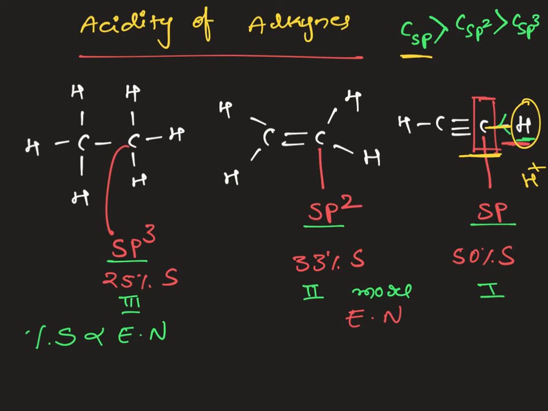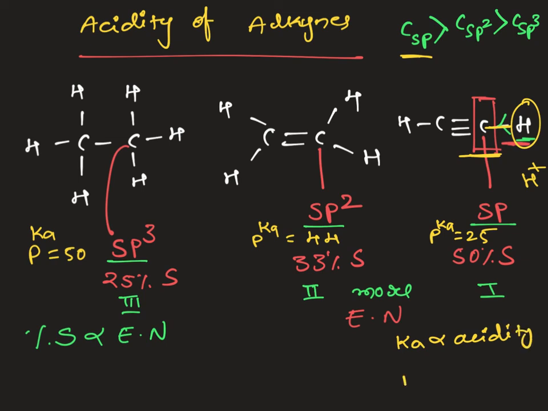If you look at the practical data, the pKa values, I am going with ethane, ethene and ethyne specifically: ethane has a pKa of 50, ethene has a pKa of 44, and ethyne has a pKa of 25. You know the relationship between Ka and acidity: the acid dissociation constant Ka is directly proportional to acidity, and pKa and acidity are inversely proportional.